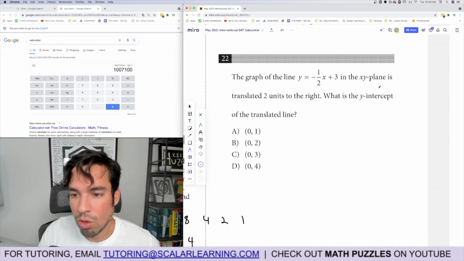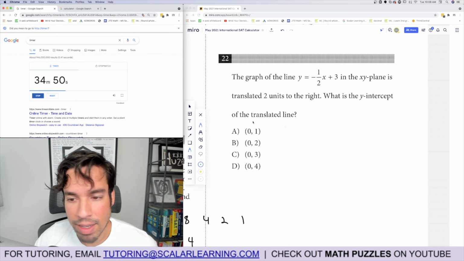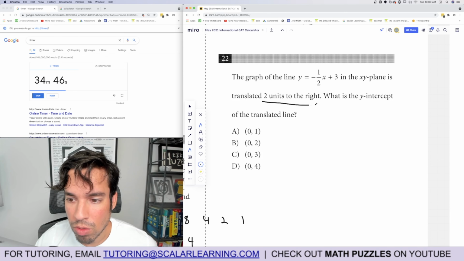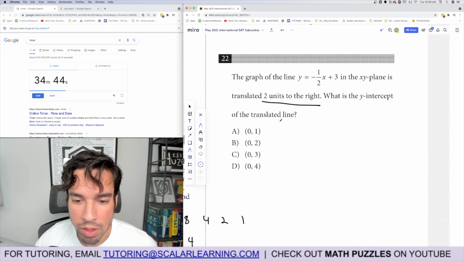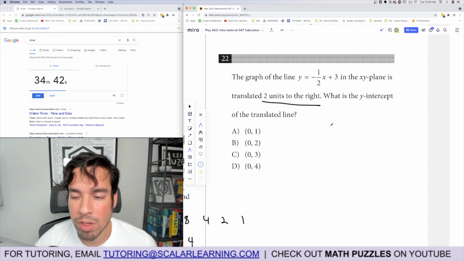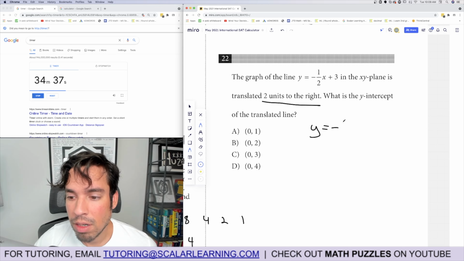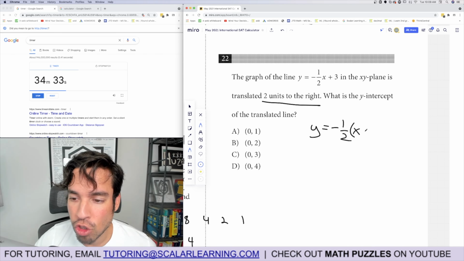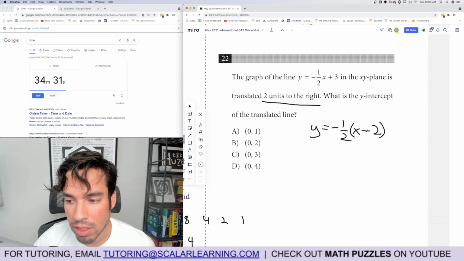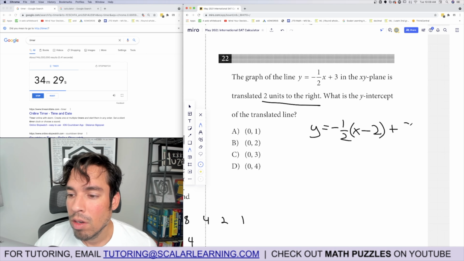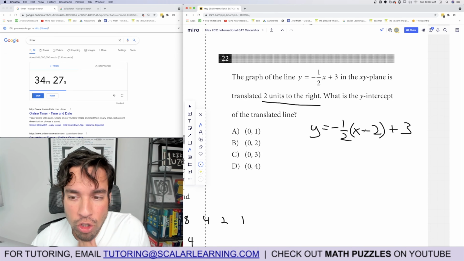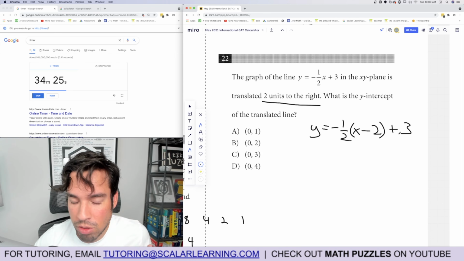Okay, 22. The graph of the line y equals negative 1/2 x plus 3 in the xy plane is translated 2 units to the right. What is the y-intercept of the translated line? All right, this is what I'm going to do. There's lots of ways to do this, but a translation to the right by 2 units means I'm subtracting 2 from the x value. If it was a translation up 2 units, I just add 2 to the end.